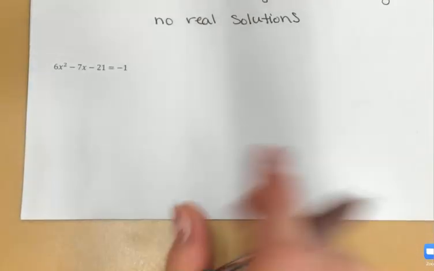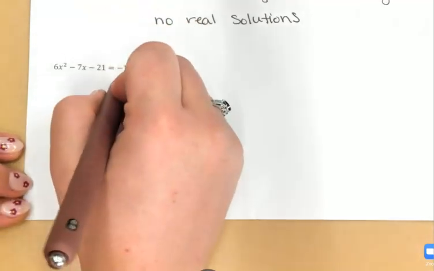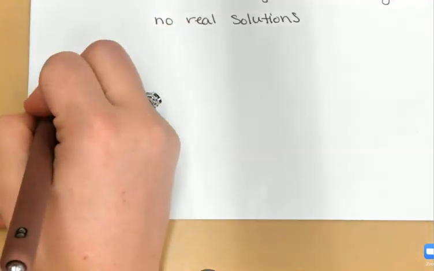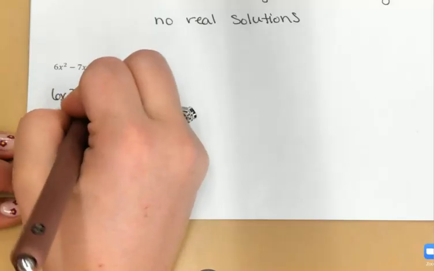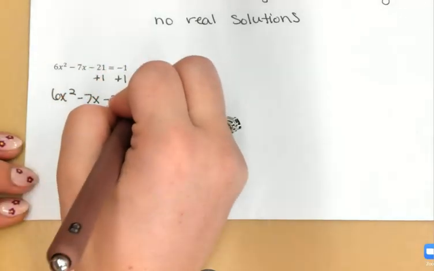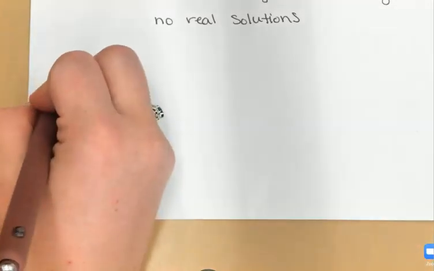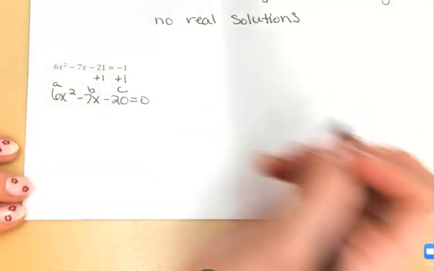Okay, moving on. We just need to put this one in standard form, so I'm going to add that 1 over, and I've got 6x squared minus 7x minus 20 equals 0. So now I can identify a, b, and c.